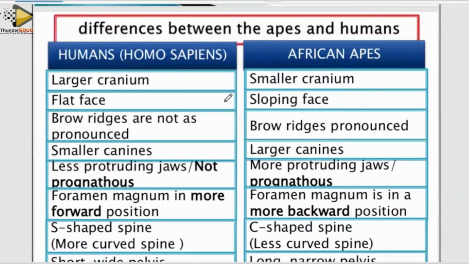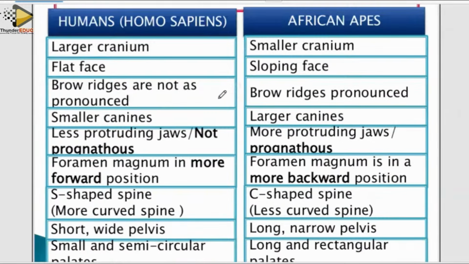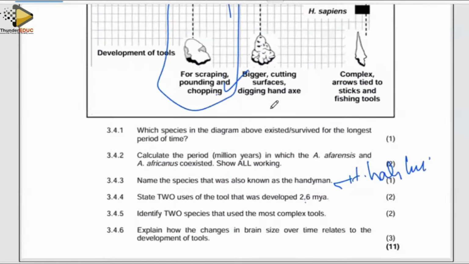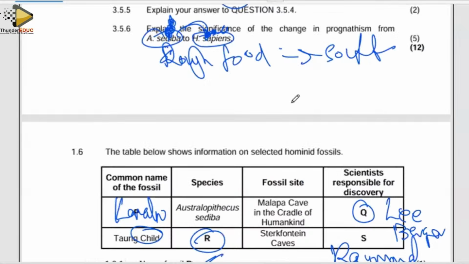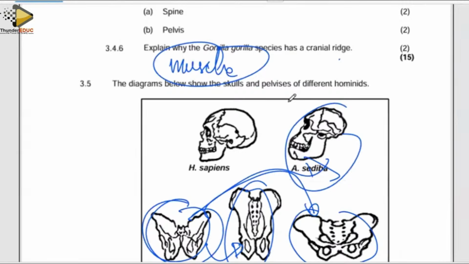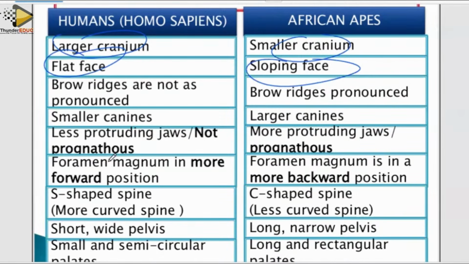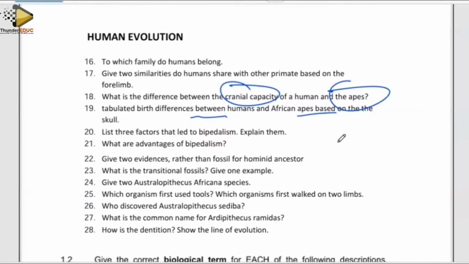And then this table is here from our distinction material book. Large cranium, small cranium, flat face, sloping face. But in most cases, we don't bring it to you like this. We bring it the same way we brought it here, and then we ask you questions about this. So you have to know that this means this. Prognathous, non-prognathous. In the case of humans, this is non-prognathous. Remember, we modified that. Please make sure that you are able to get it right.